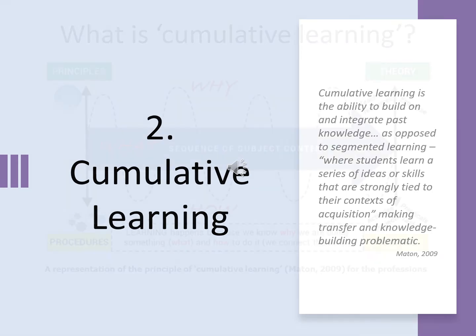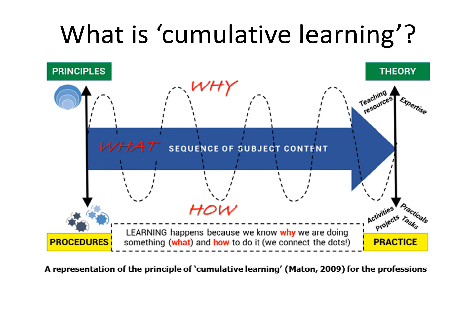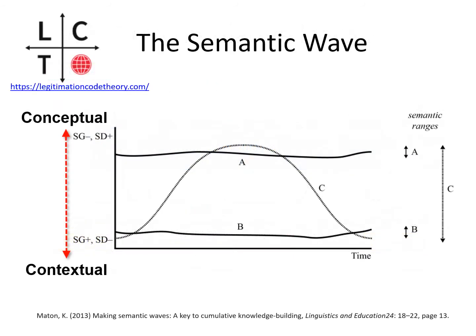The basic premise of all learning is that it happens when we know why we are doing something, what, in other words, and how to do it. Cumulative learning leads to the ability to connect the dots, to make the link between theory and practice, between principles and procedures. Now, a very simple educational tool, which has been used extensively, is called the semantic wave. What it helps us to do is not only differentiate between theory and practice, or the abstract and concrete, but actually all the steps between these poles.